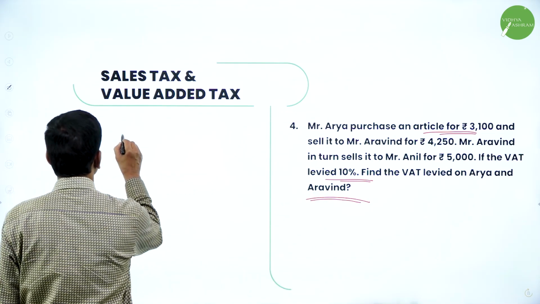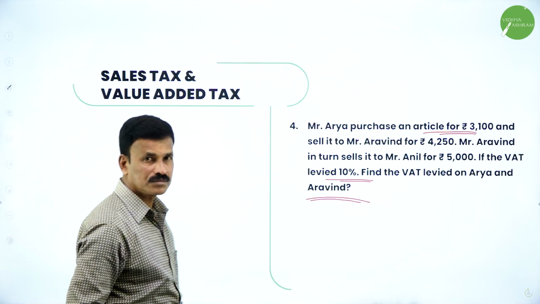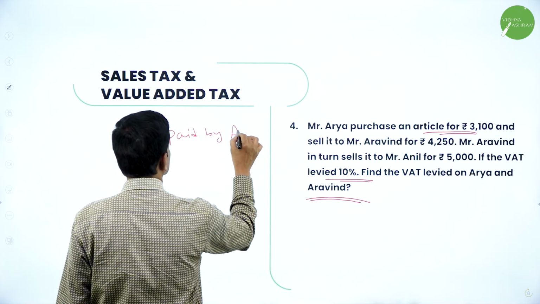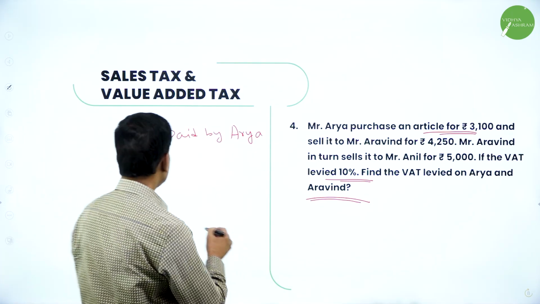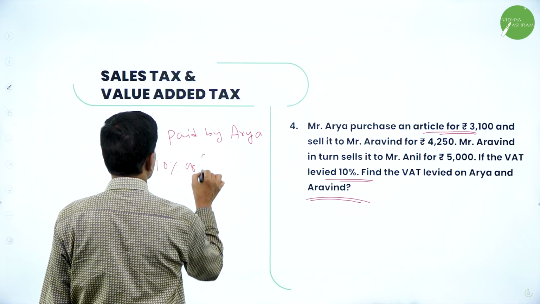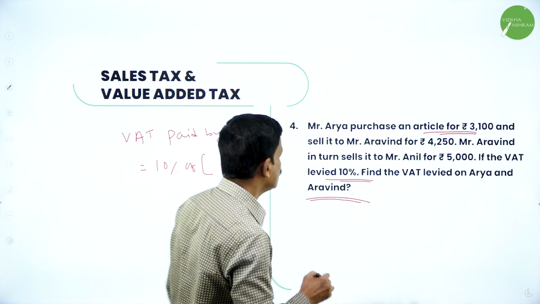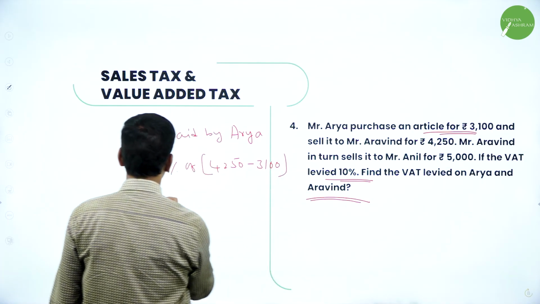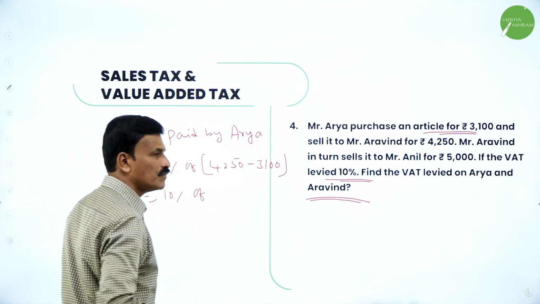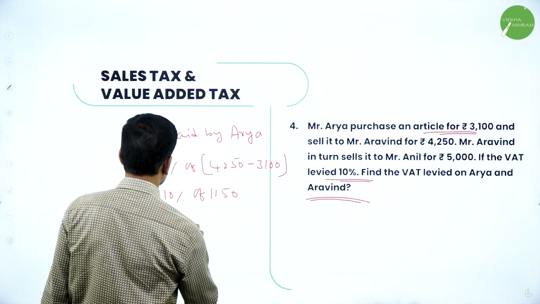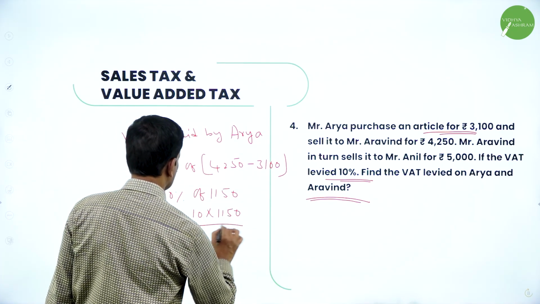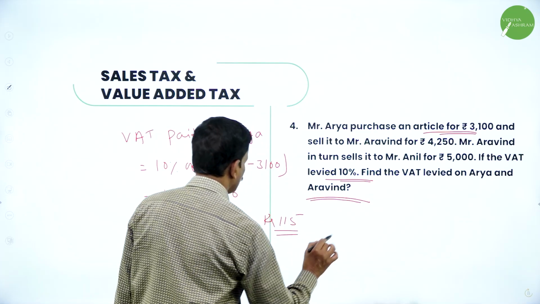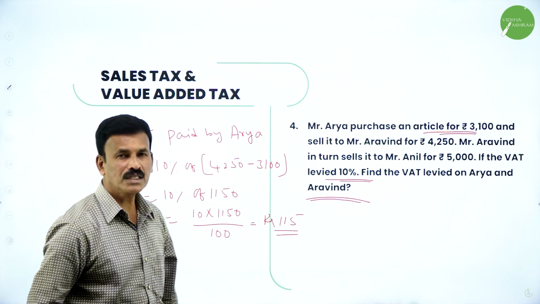Now, just find out the value added tax paid by Arya. It is equal to 10% of the difference between these two, that is 4,250 minus 3,100. That is 10% of 1,150, that is 10 into 1,150 divided by 100. That's equal to rupees 115. The VAT paid by Arya is 115.